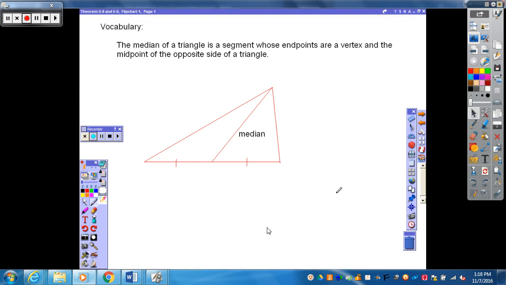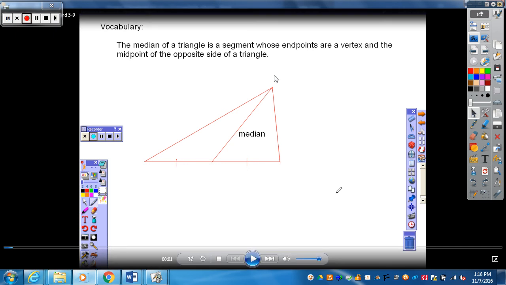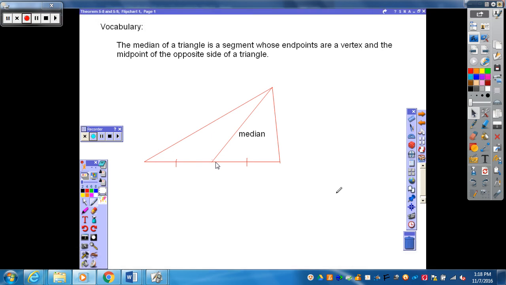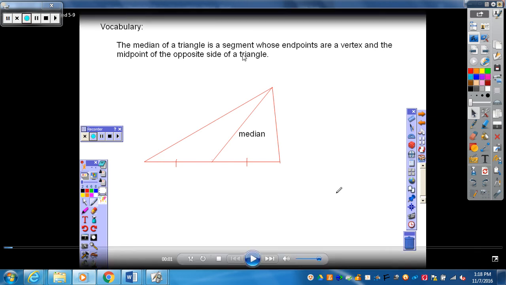The first one is the median, a segment that joins a vertex to the midpoint of the opposite side. So if you actually want to write that or add that to your vocabulary sheet, I don't think it's on there, but the median is a segment, and here's the exact definition, whose endpoints are a vertex and the midpoint of the opposite side of the triangle, okay? You can go ahead and add that there, and I'm okay with that as being part of your vocabulary sheet.